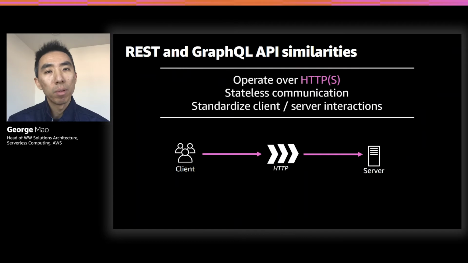REST and GraphQL APIs actually have many similarities. For example, they both operate over the HTTP protocol, but most of them use HTTPS. Also, they're both stateless communication platforms. For example, the client and the server don't need active connections, and they don't need to maintain state. And finally, both of these platforms and these patterns standardize the ways that clients and servers interact with each other over HTTP.